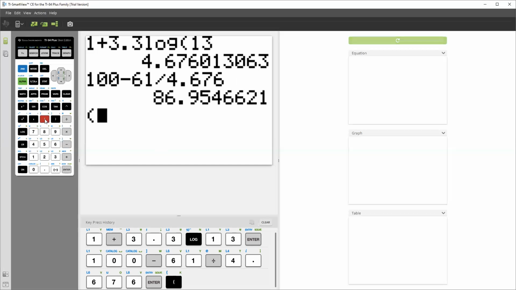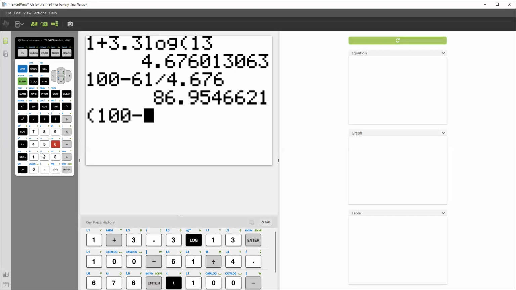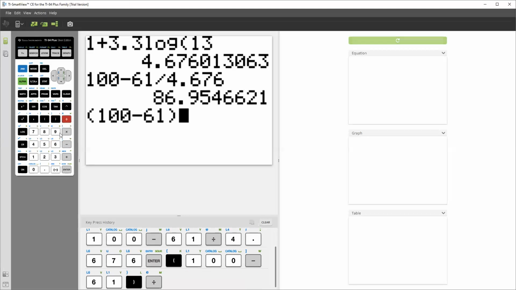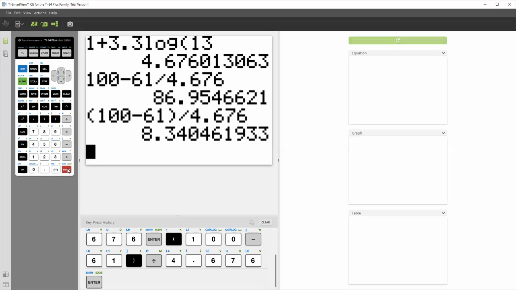So don't forget, when you're entering the calculator, you have to use 100 minus 61 close parenthesis, and then divide by the 4.676. And then you're going to hit enter. And remember, we got 8.34, and we truncated that to 8 to be able to make it into a whole number. All right, so hopefully this helps you with this section to be able to use the calculator to be able to approximate the number of classes and the width of those classes using Sturgis rule.